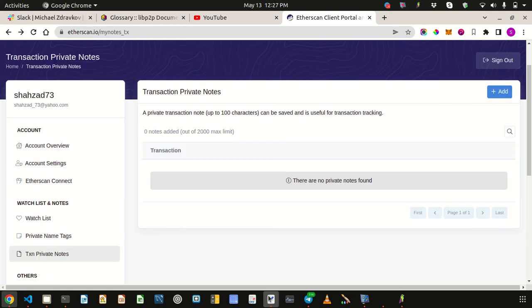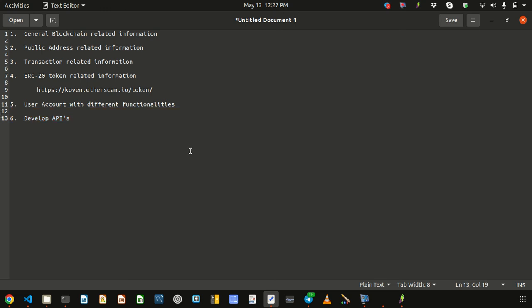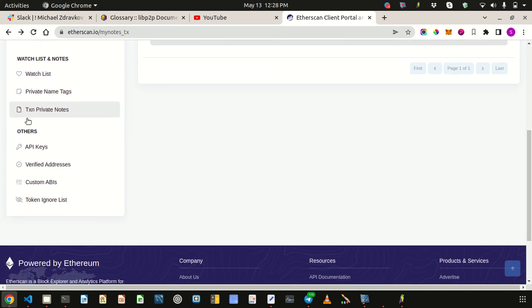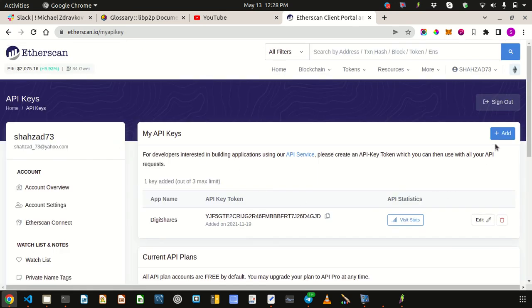All right, so the last point is the developer APIs or the API keys. If you have a web application or software that you want to connect with Etherscan and get access to different blockchain related functionalities through Etherscan, you have to create your developer API keys. I'm not going into more detail, but for brief reference, to create these developer keys, you have to log in to your Etherscan account, and on the left side you can see there's an API keys link, and this is where, if you click on add, you can create a new API key for your application.